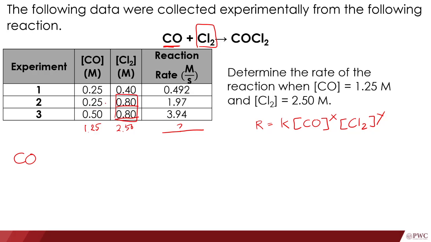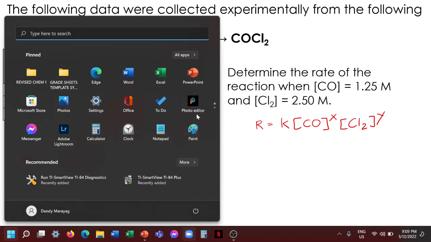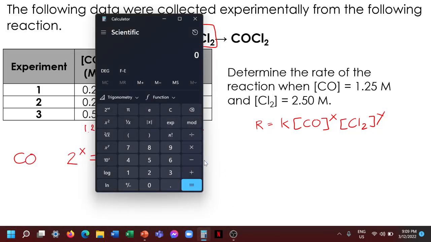So here, CO increases its concentration from 0.25 molar to 0.50 molar. So it's doubled. So it increased by a factor of 2. Again, that's raised to some x power equal to the change in the rate of the reaction. That's from 1.97 to 3.94. Let us solve that one.